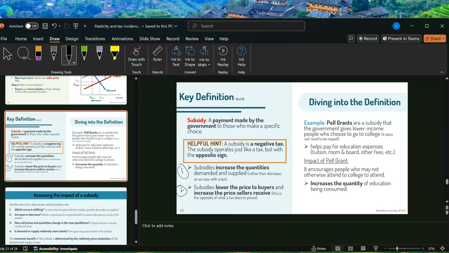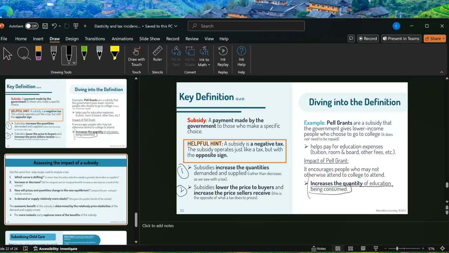Some examples can be Pell Grants. These are subsidies given by the government to lower income people so that they can go to school and get an education. This encourages people to attend school and increases the quantity of educated individuals in the community.